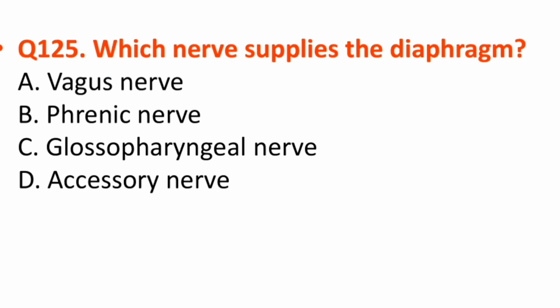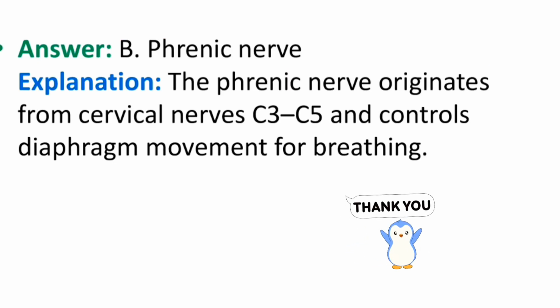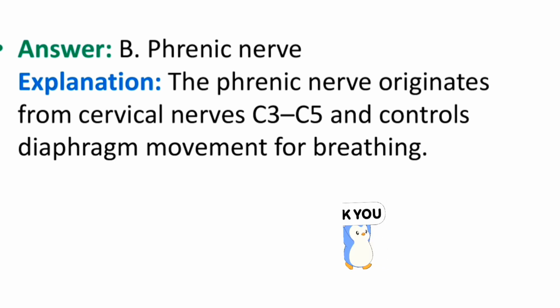Which nerve supplies the diaphragm? Option A, vagus nerve. Option B, phrenic nerve. Option C, glossopharyngeal nerve. Option D, accessory nerve. The correct answer is option B, phrenic nerve. The phrenic nerve originates from cervical nerves C3 to C5 and controls diaphragm movement for breathing.